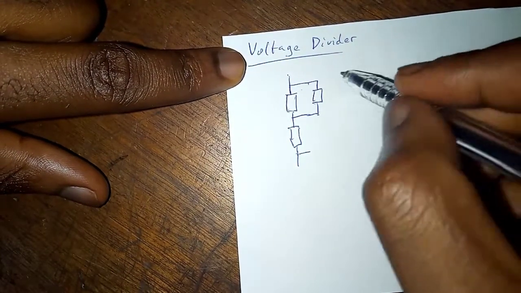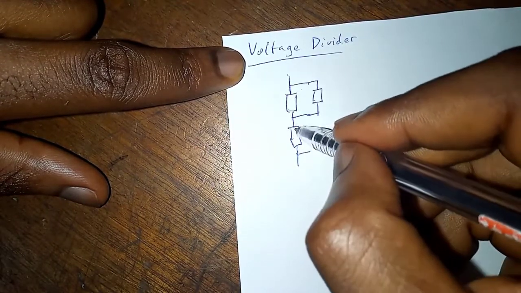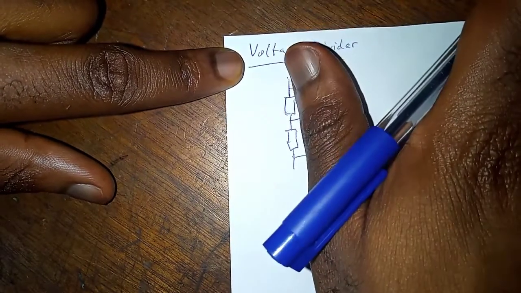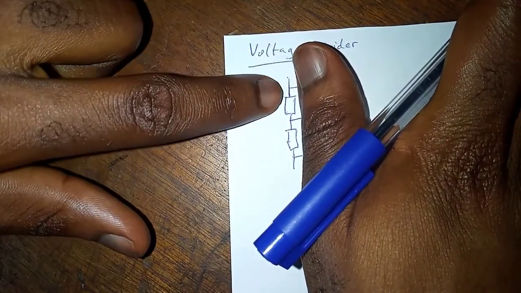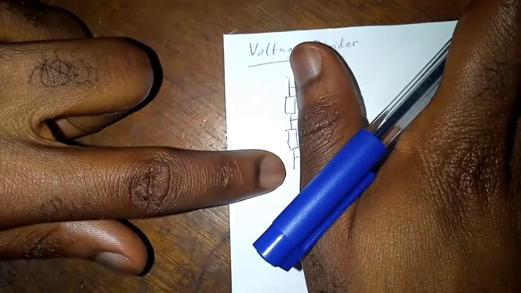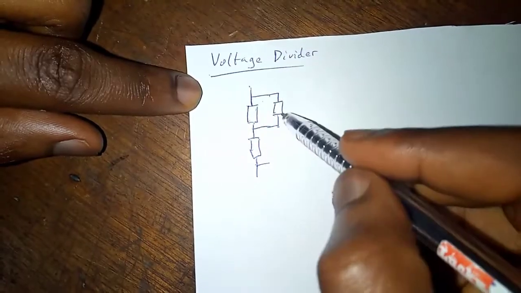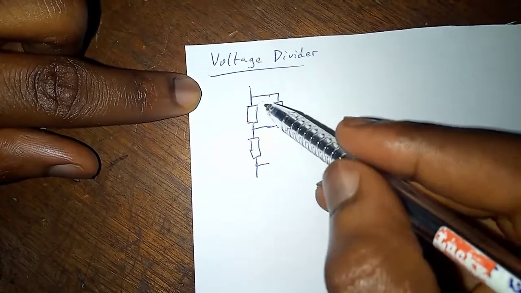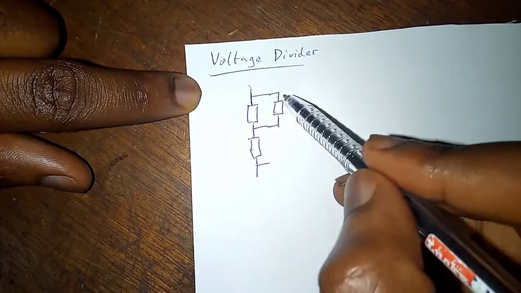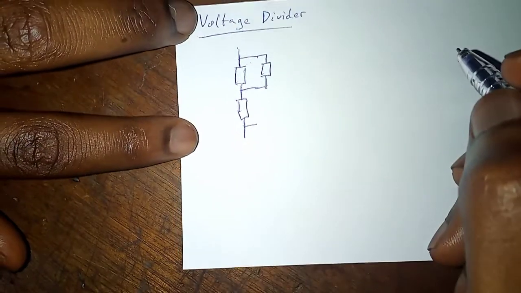Same goes with current. In a series circuit, in a straight path like this, current is always equal because it's the same throughout. But in a parallel path, current divides, and this is a fundamental law that we understand in electronics: once you come to a junction like this, current divides according to resistance. So now let's look at voltage division.